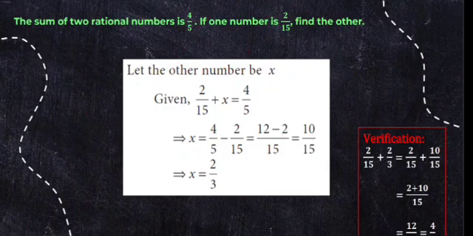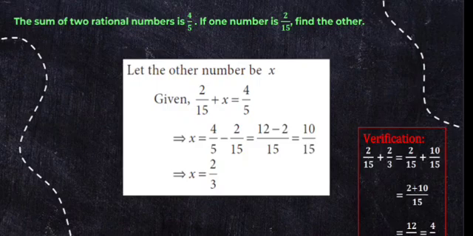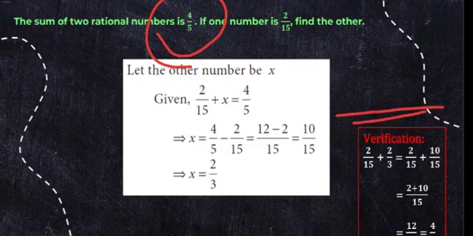How do we know that 2 by 3 is the correct answer? So we have to substitute this 2 by 3 in the place of x. Okay, so 2 by 3 plus 2 by 15 will give us 12 by 15, which is equal to 4 by 5. 4 by 5 is nothing but the given question itself. 4 by 5 is there in the given question itself. We have to verify that. Verification is also equally important in this part.